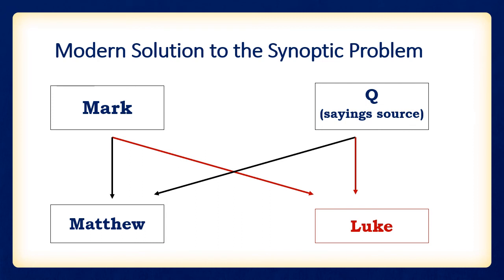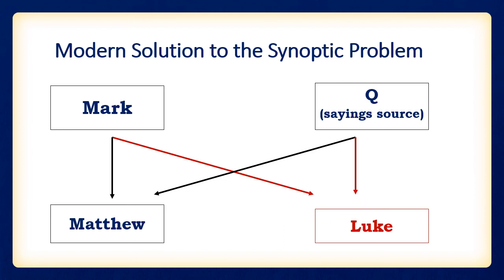So he has access to some special material that Mark doesn't use or doesn't have, that Matthew doesn't use or doesn't have, and Luke plugs this material in also. So this is seen as kind of the two-source solution to the synoptic problem, that both Matthew and Luke use Mark and Q. We don't have Q anymore. We'd love to get that too.